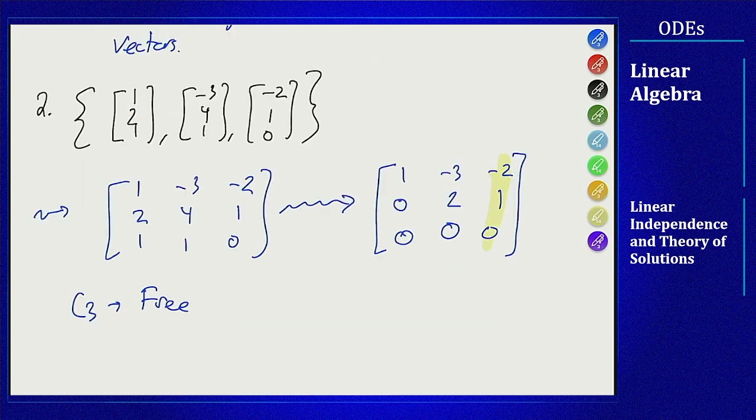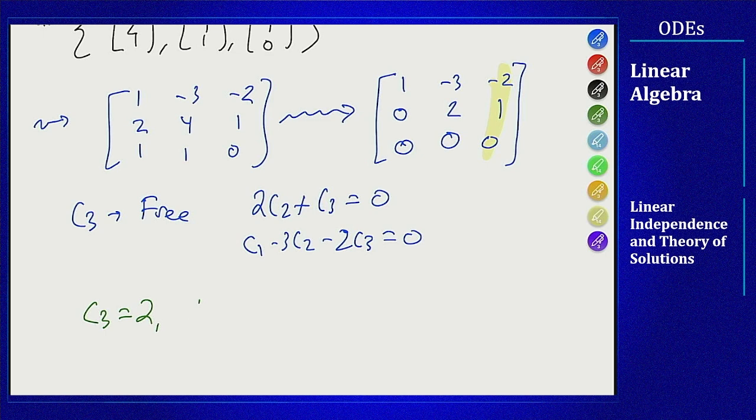And then the equations we have left over after that are 2C2 plus C3 must be 0. Remember, the zeros are there, but they're implied. And then C1 minus 3C2 minus 2C3 is 0. So if I pick, for instance, C3 to be 2, then C2 needs to be minus 1 because 2C2 plus 2 is 0. And if those are both the case, then C1 is going to be 2C3 plus 3C2, which is 4 minus 3 or 1. So what that then tells us is we can pick C1 to be 1, C2 to be negative 1, and C3 to be 2, and that will add to give us 0.